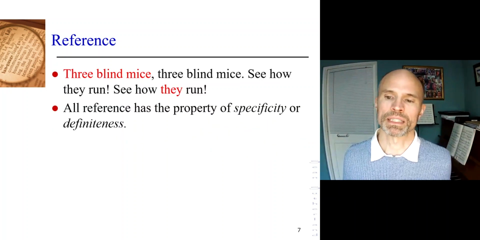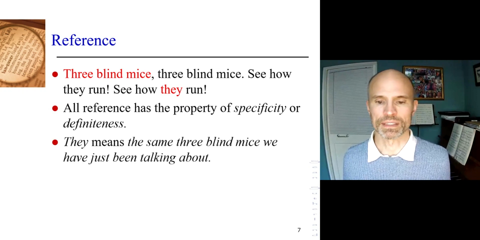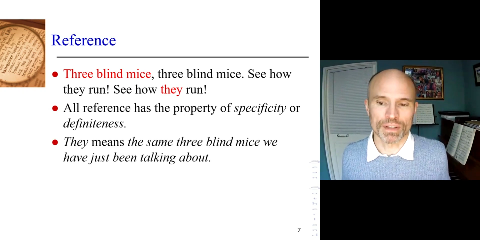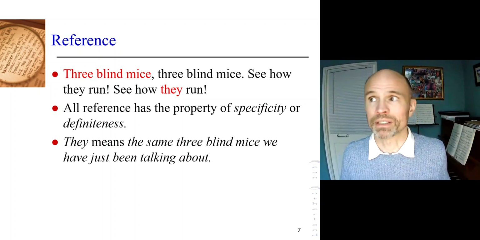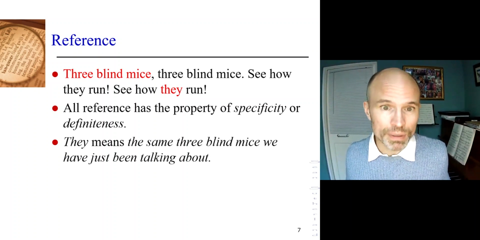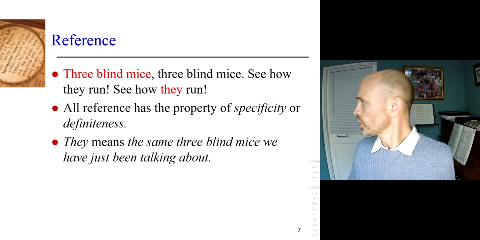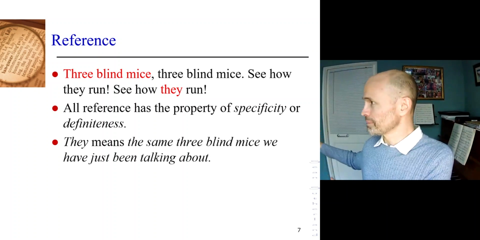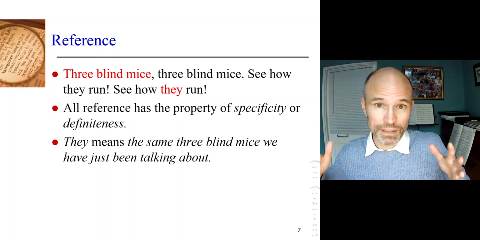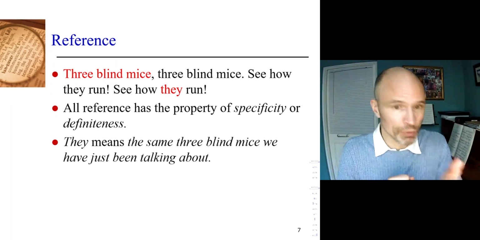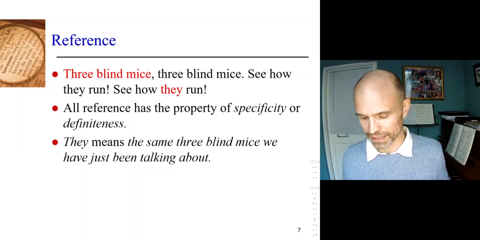All reference has the property of specificity or definiteness. You know that the they here means something very specific. The 3 blind mice, we've just been talking about it, doesn't mean some other 3 blind mice. If someone said 3 blind mice, see how they run, you're not going to look around for some other 3 blind mice. You're going to make the assumption that the interpretation is about the 3 blind mice that you've already seen or that have already been mentioned in this case.